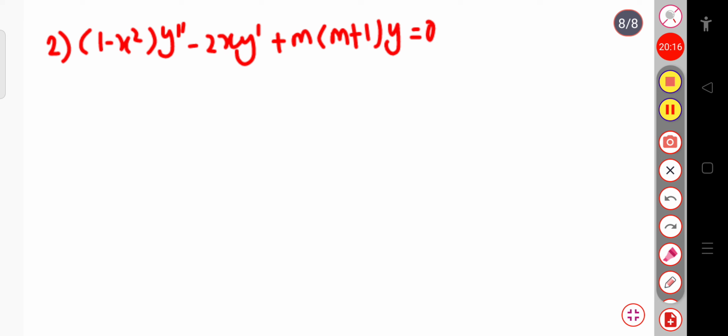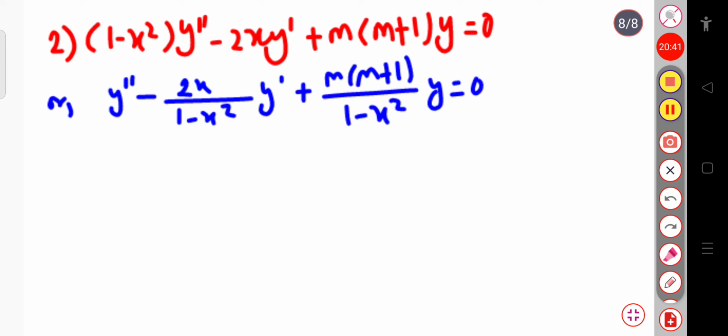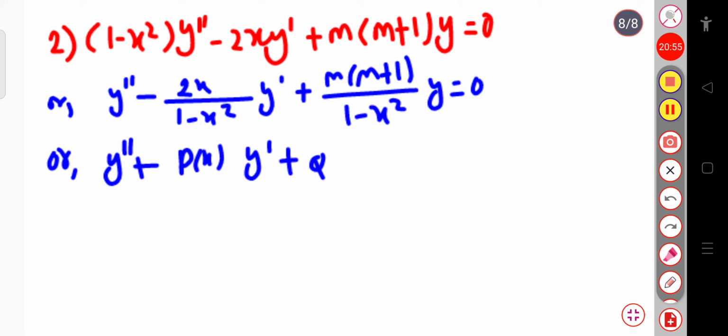So first of all, how will you solve? You have to divide by the coefficient 1 minus x square throughout the equation. So this will be y double prime minus 2x divided by 1 minus x square into y prime plus m into m plus 1 divided by 1 minus x square y equal to 0. Or simply, if I compare this equation, y double prime plus p of x y prime plus q of x y equal to 0.